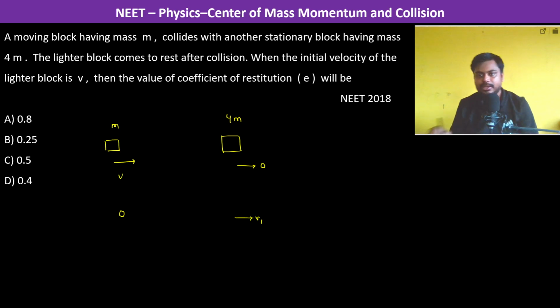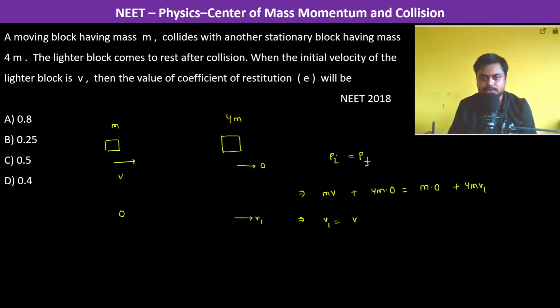In any collision, whether it's elastic, inelastic, or partially elastic, the momentum is always conserved. So therefore initial momentum is equal to the final momentum. So what is the initial momentum? m into v plus 4m into 0. Final momentum, m into 0 plus 4m into v1. So v1 becomes v by 4.